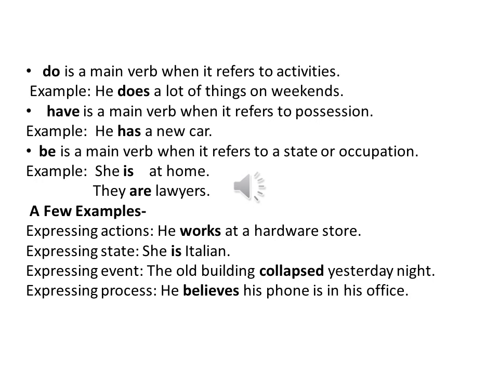He works at a hardware store. In this sentence, works is used as a main verb. She is an Italian. In this sentence, although is is a primary auxiliary, it is being used as a main verb. Third sentence, the old building collapsed yesterday night. The word collapsed is used in past tense and it is being used here as a main verb. Fourth and the last sentence, he believes his phone is in his office. In this sentence, believes is a main verb.